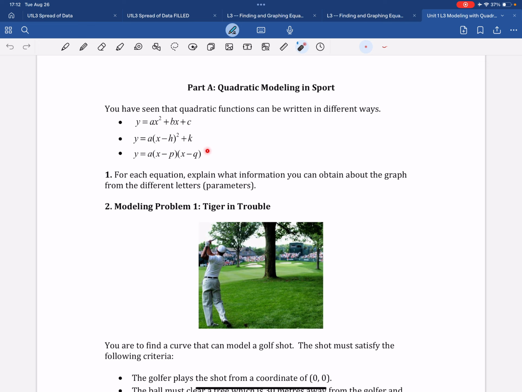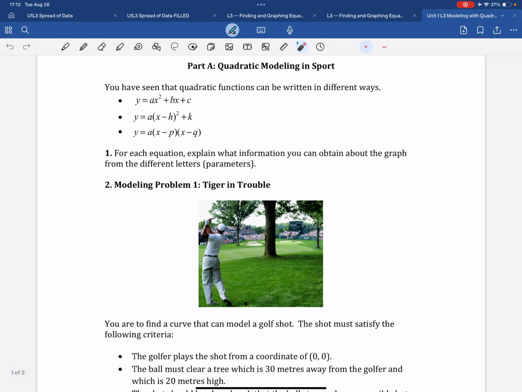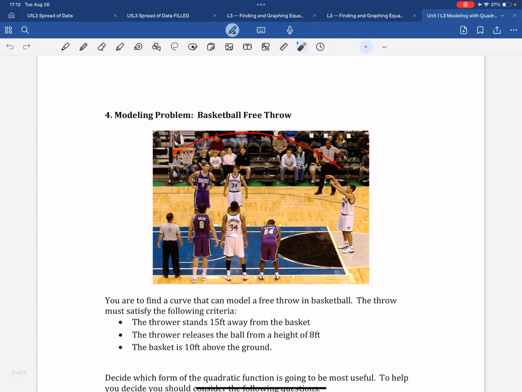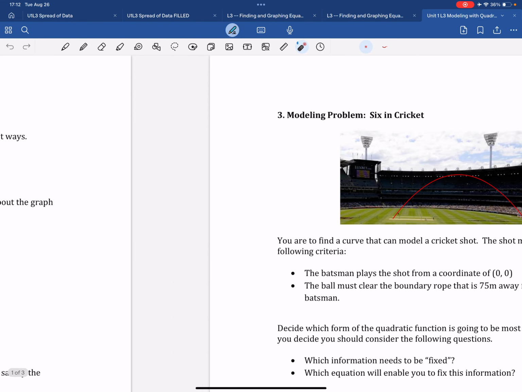Okay, what we have here are the three forms that you guys should know of quadratics. So this is standard form, x squared plus bx plus c. Here we've got vertex form, and here we've got, you could call it intercept form, you could call it factored form, but those are the big three for quadratics, okay? And then again, like I said, you have three scenarios. This Tiger Woods trying to hit around or through or over a tree in the rough. You've got a cricket modeling problem, and you have a basketball free throw modeling problem, okay?